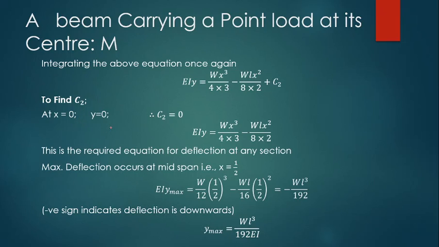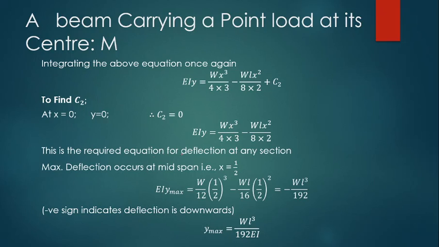Upon applying these two boundary conditions, you get the integration constants C1 and C2, and when you substitute them, we are left with the direct equation without any integration constants, in the form of EIy or EI dy by dx. This EIy equation is nothing but the deflection equation for anywhere within the beam.